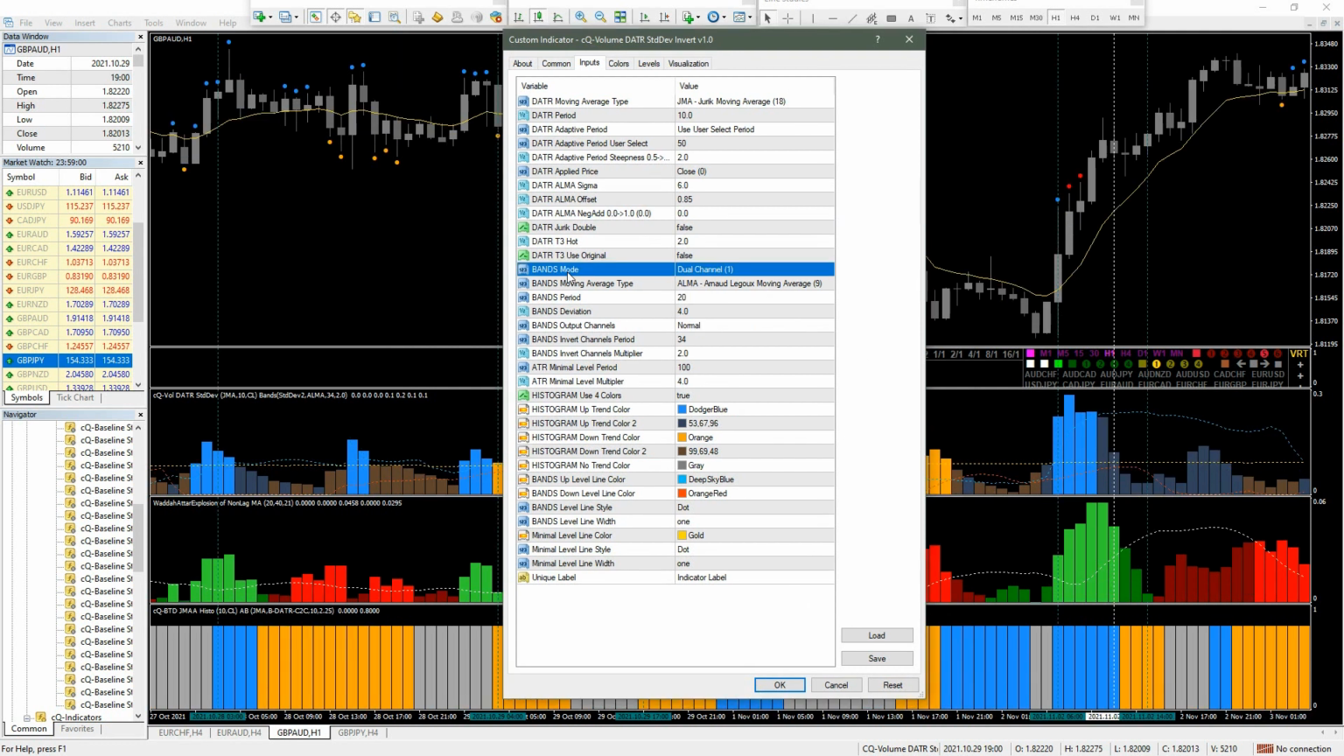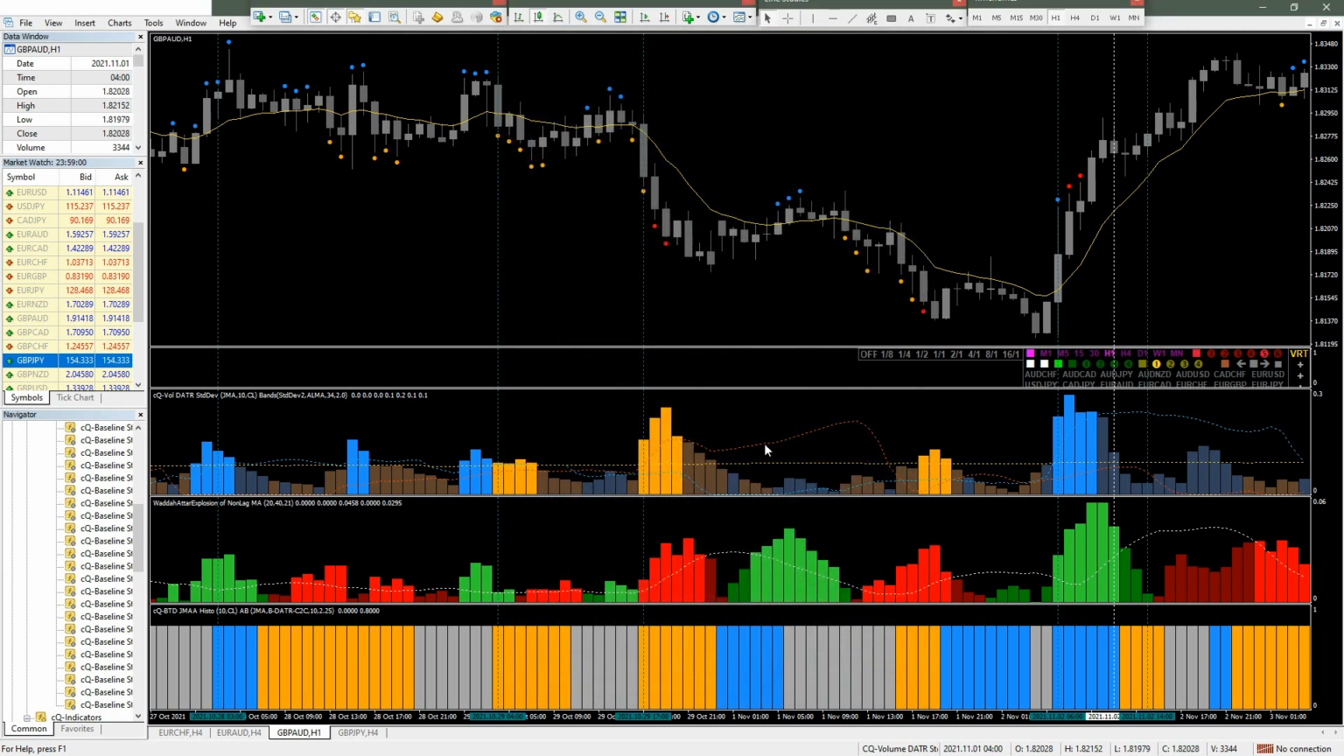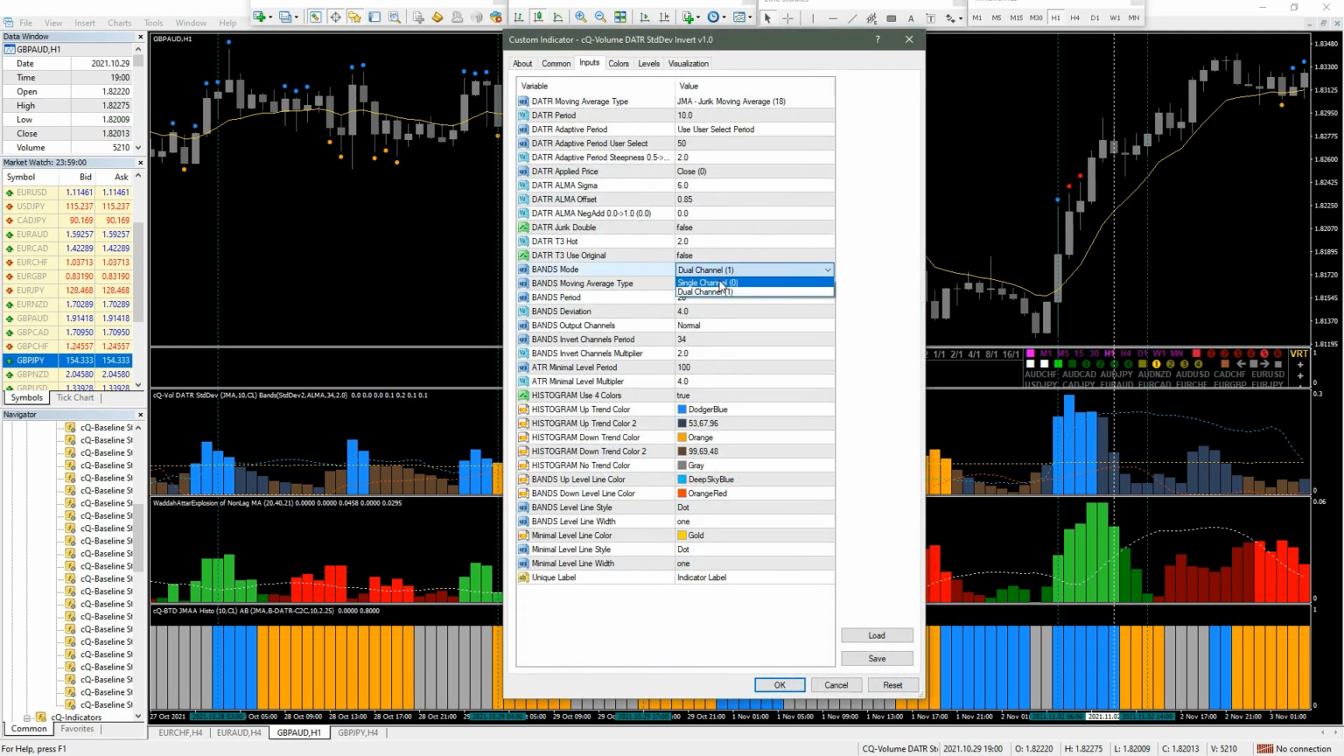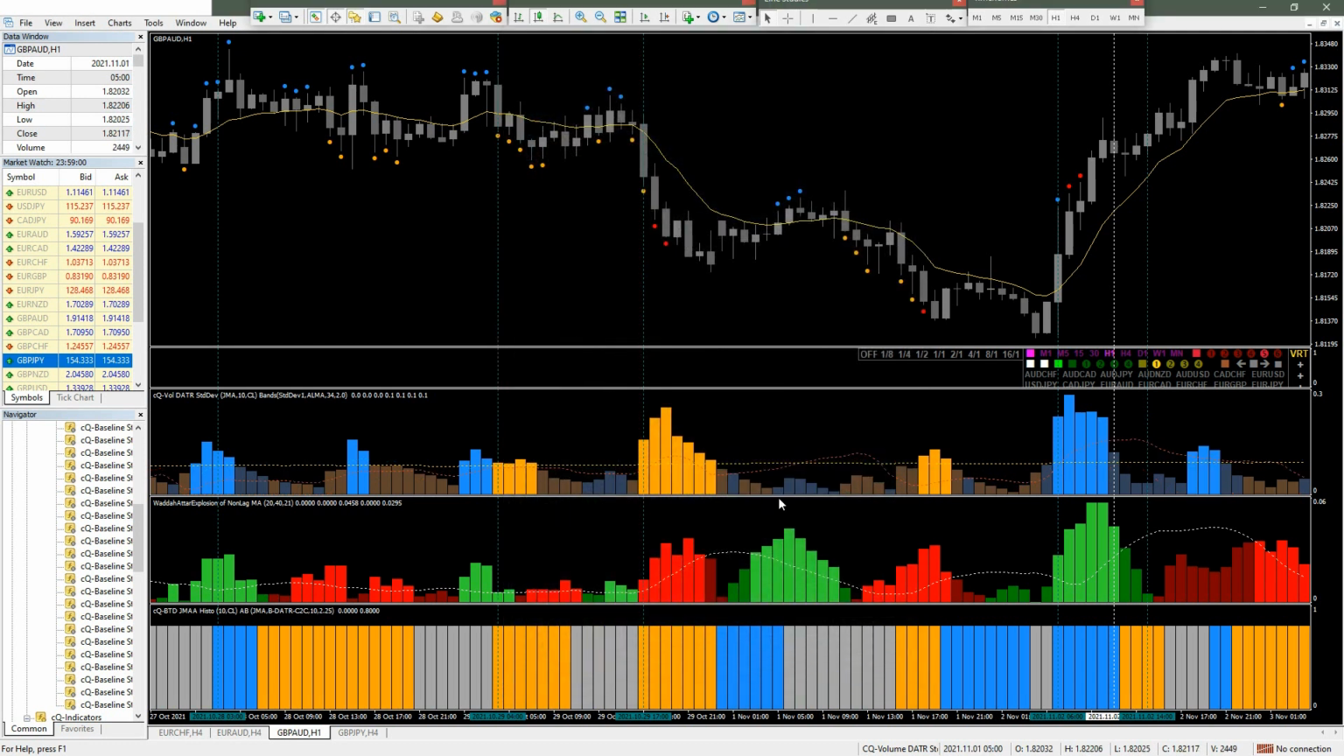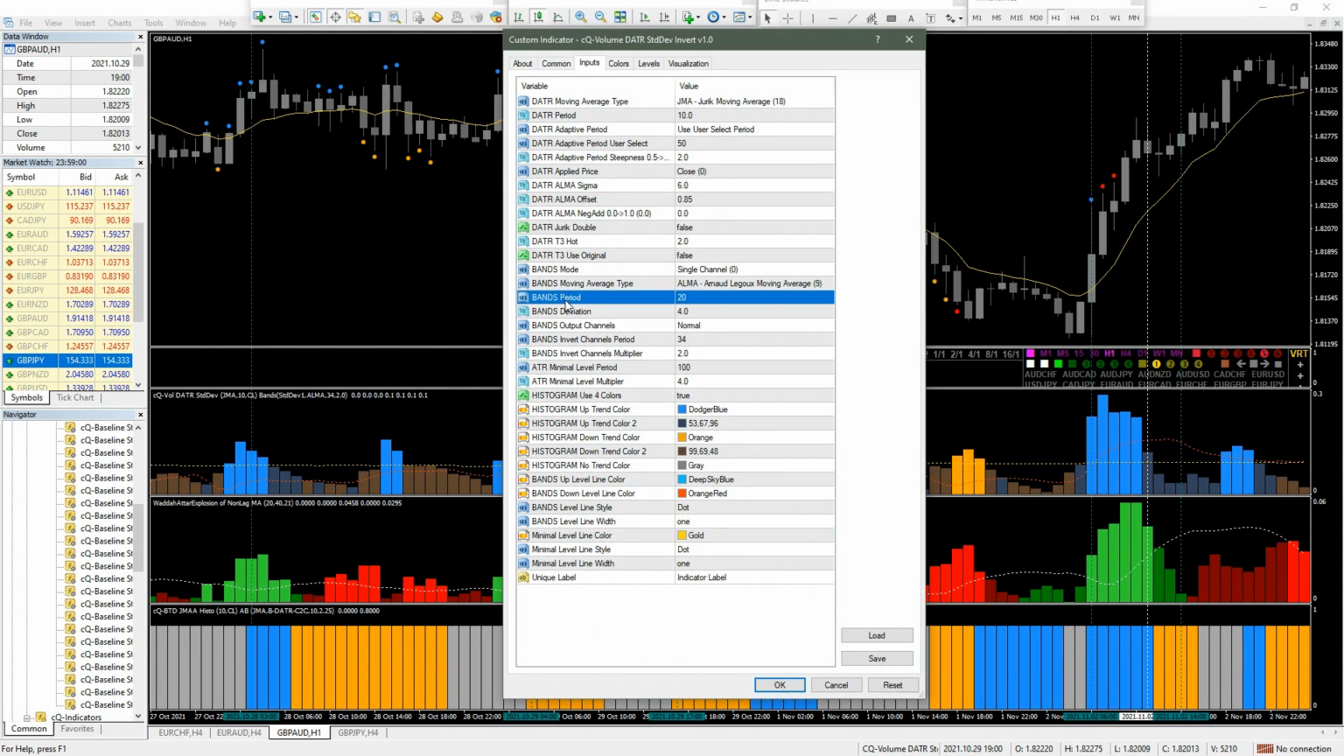So, okay, the band modes, there's 2. The dual channel is what you see down here, right here in this, the blue and red. And the single channel is the blue and red summed together divided by 2. And then these parameters here don't change at all between these modes, so they behave as you would expect.